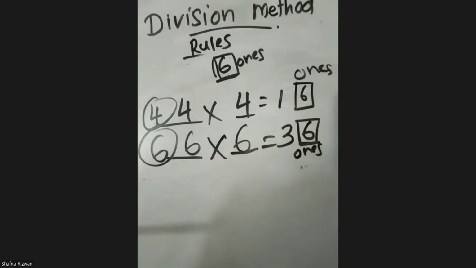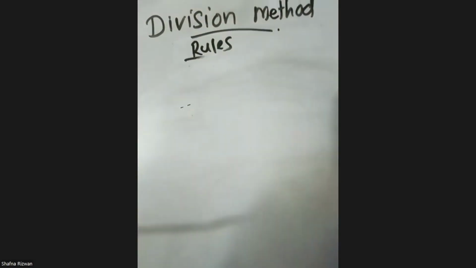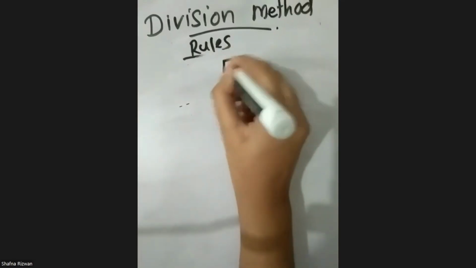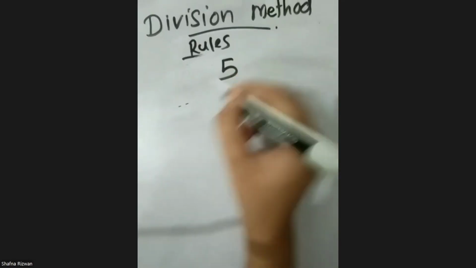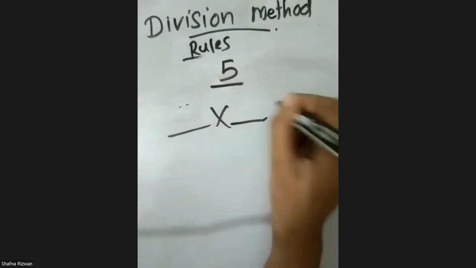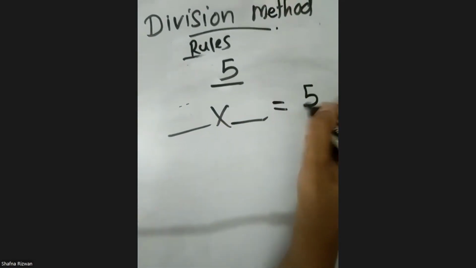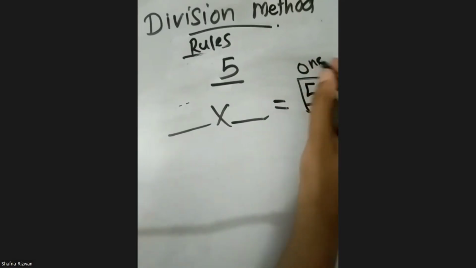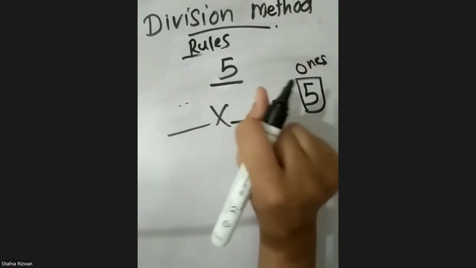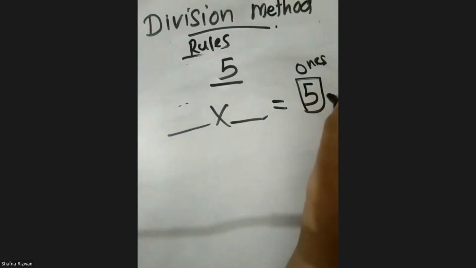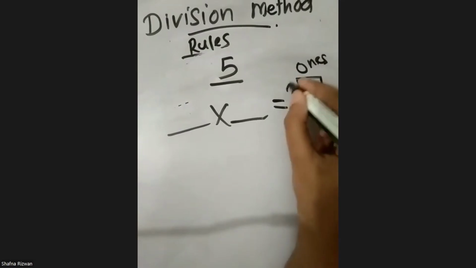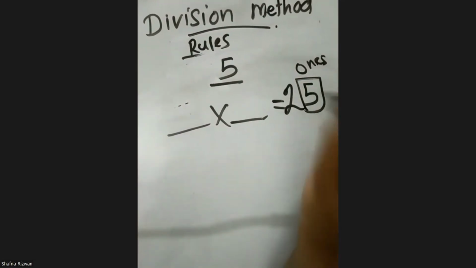Okay. Now the last one. Okay, now let's go towards 5. What are those two numbers that you have to multiply to get 5 in your ones place? There is only one such square that you have, so that you will get 5 in your ones place. What is it? That is 25. Exactly. So if you take 25, you will get 5 in your ones place.